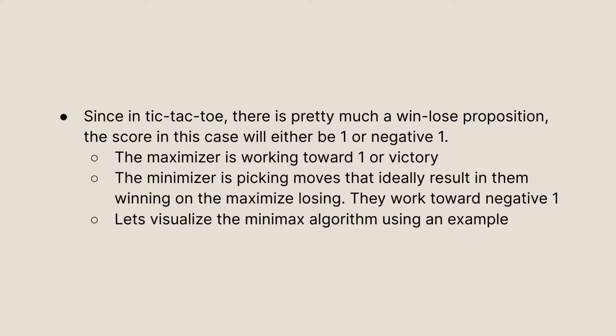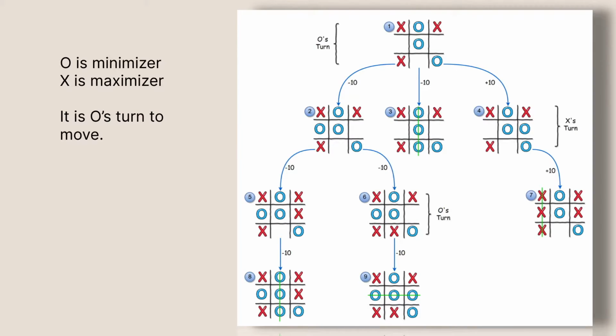Now then, let's visualize the Minimax algorithm using an example. Here, O is the minimizer and X is the maximizer. It is currently O's turn to move. At the very top, we see the scenario. O here has 3 choices to make. He could place his stone on the middle left, he could place his piece on the bottom center, and he could place his piece on the middle right.